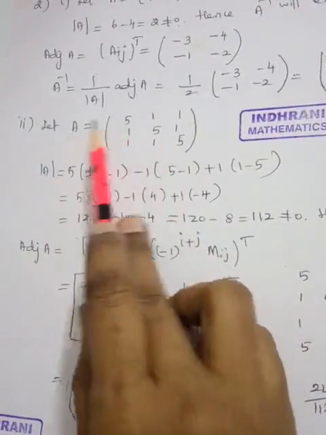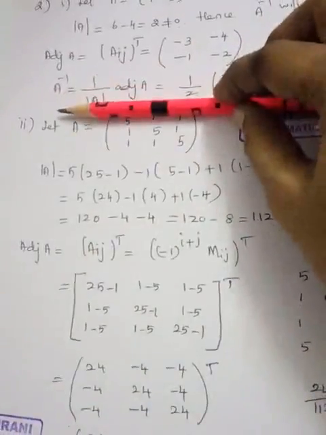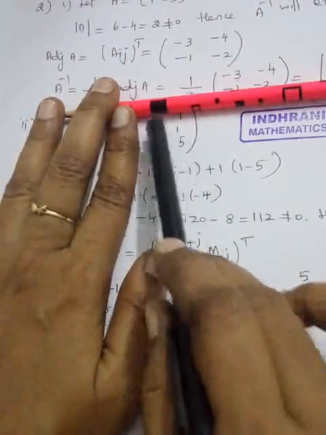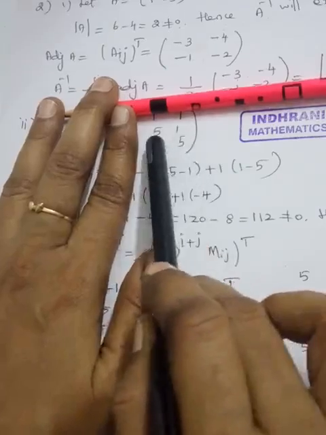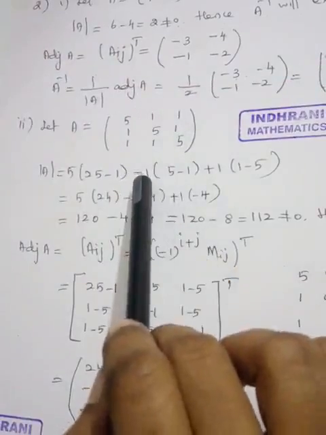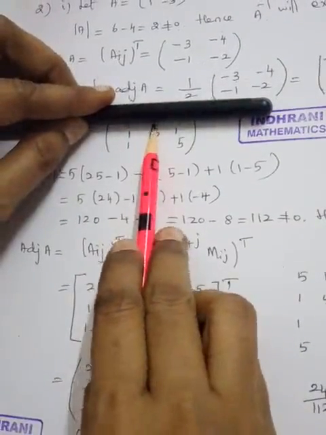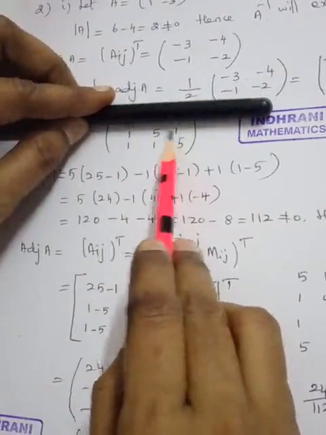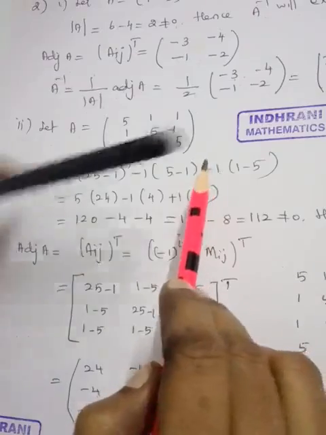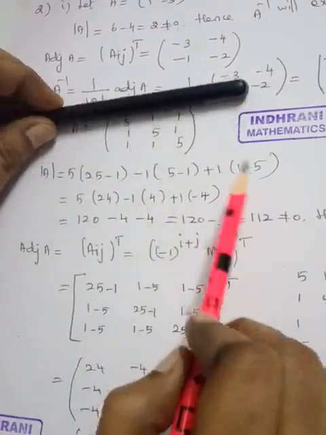I am going to expand this A along first row. So 5 into, the corresponding row and column you delete it. What is the answer? Now find out the determinant. 5 into 5 is 25. 1 into 1 is 1. So minus 1, 25 minus 1. Next, the second element you want to change the sign. It is minus 1. Now the corresponding row and column you delete it. You will get 1 into 5 is 5, minus 1 into 1 is 1. Next element as it is plus 1 into the corresponding row and column deleted. You will get 1 into 1 is 1, 5 into 1 is 5. So minus 5.